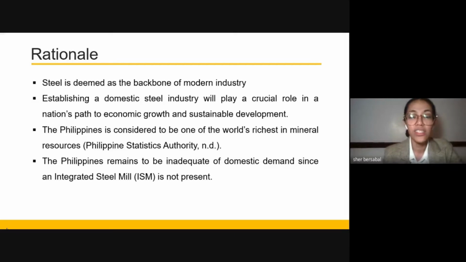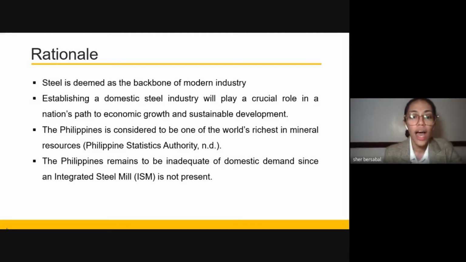The Philippines is considered to be one of the world's richest in mineral resources, according to the Philippine Statistics Authority. For instance, iron ore, which is a raw material in steel production, is one of the major reserves of the Philippines, amounting to about 300 million metric tons. However, the Philippines remains to be inadequate of domestic demand, since an integrated steel mill is not present.